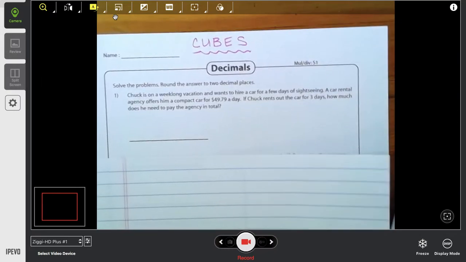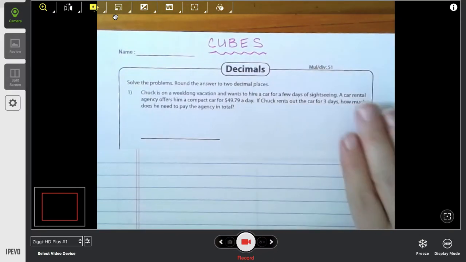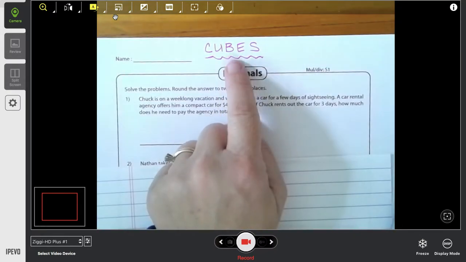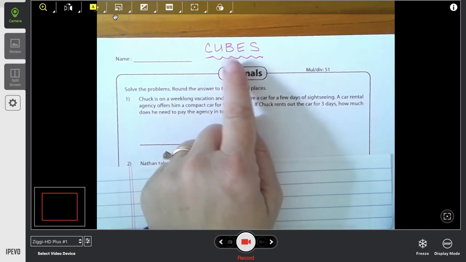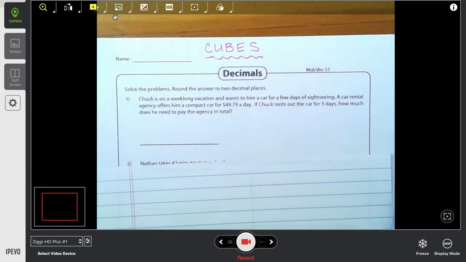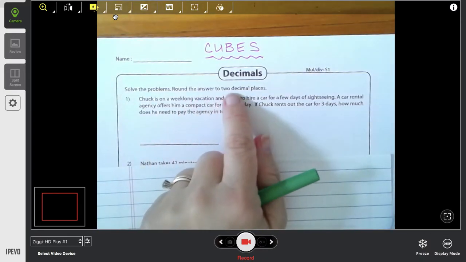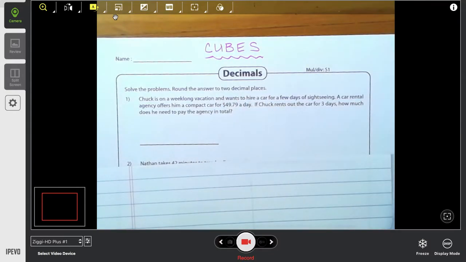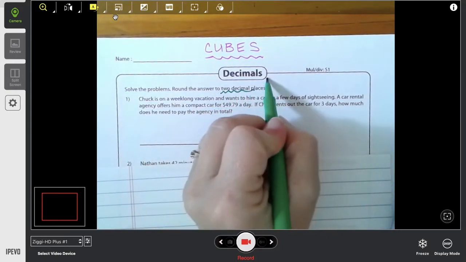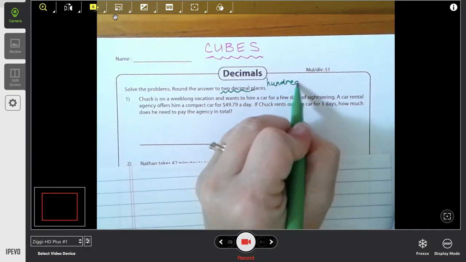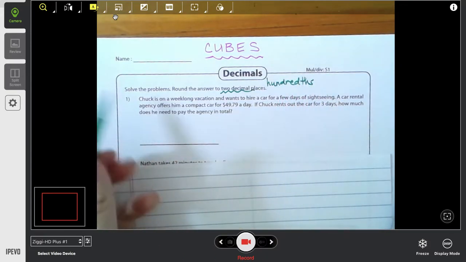All right, so let's use our cube strategy. Remember, this is always a great strategy to go after a word problem to decipher it. Circle first, circle the numbers. So let's read it first one time through to get an idea of the problem. Solve this problem. Round the answer to 2 decimal places. So if it's 2 decimal places and we're rounding, that means we have to go to the 100th place if it goes past that. Okay?